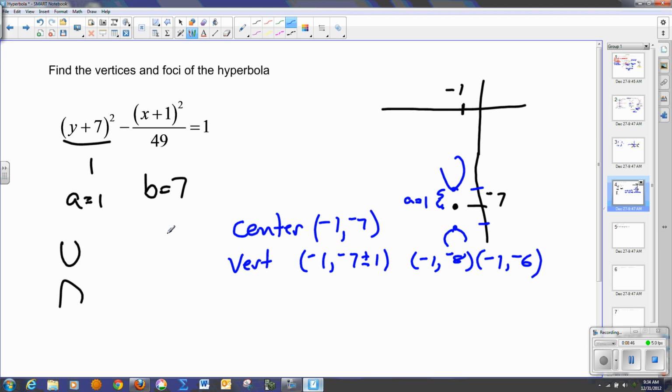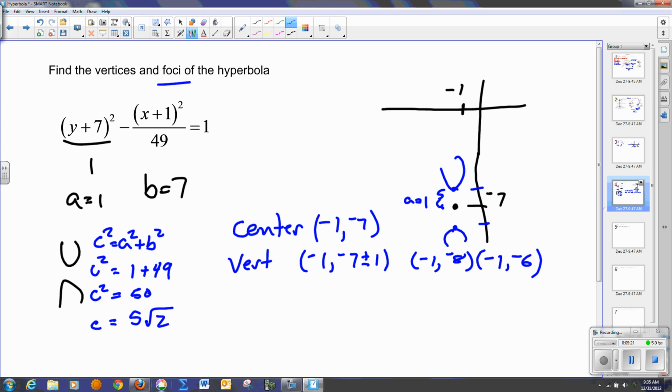To calculate my foci, I need my c value. And I know that in this case, c squared equals a squared plus b squared. Well, I know that my a squared is 1, my b squared is 49. Thus, I have 50 equaling c squared. So, I have 5√2. Actually, is that right? 25 and 2 is 50, yep. 5√2 for my c value.